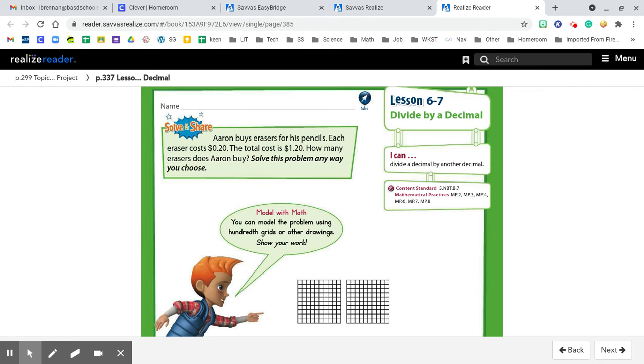All right, today we're going to do lesson 6-7, dividing by a decimal. Aaron buys erasers for his pencils. Each eraser costs 20 cents. The total cost is $1.20. How many erasers does he buy?